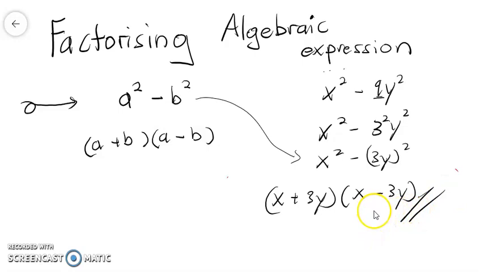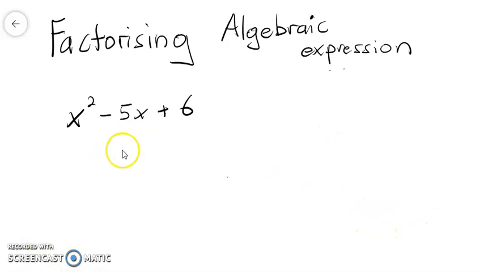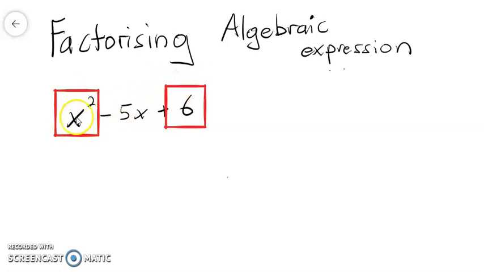Now let us move on to a bit more complicated factorization method. Guys, this is a quadratic equation. How are we going to factorize this? We just have to look at both the alphabets and numbers. We just choose the x square and 6. Now we have to find the factors of each of these. The factor of x square is nothing much, we just have to put the x and x.